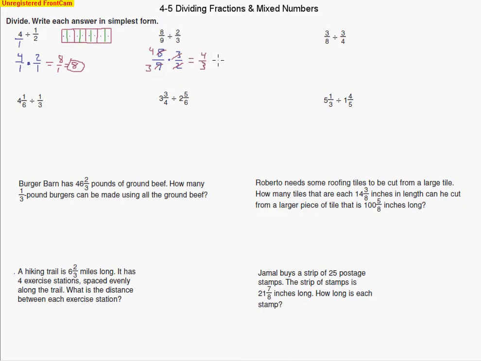Well, that's an improper fraction, so I'm going to change that to a mixed number. Divide 3 into 4. So 3 goes into 4 one time with 1 left over. So I write that answer as 1 and 1/3. So 1 and 1/3 is what that ends up equaling. So same sort of thing here.